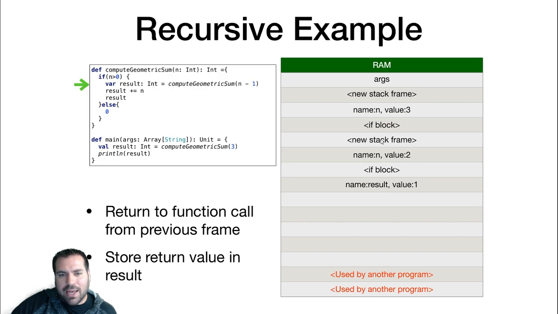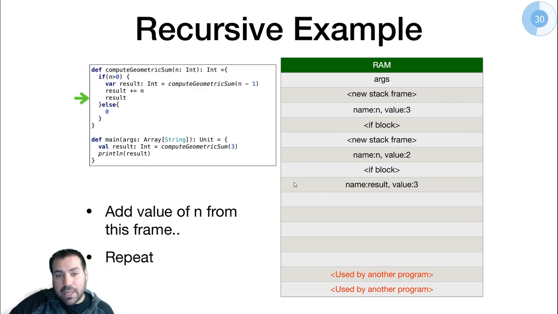So importantly, we're not exiting the stack frame. So we're not finding this value of n. We're finding this one inside this stack frame. That value is 2. So result is going to be 3. And that's what we get to return to the next stack frame.